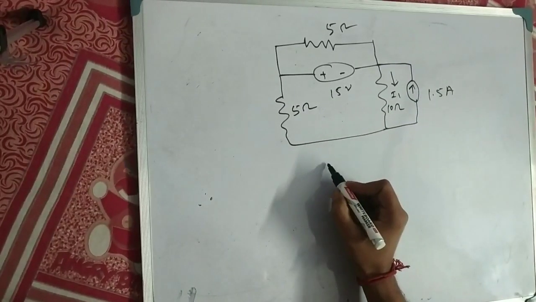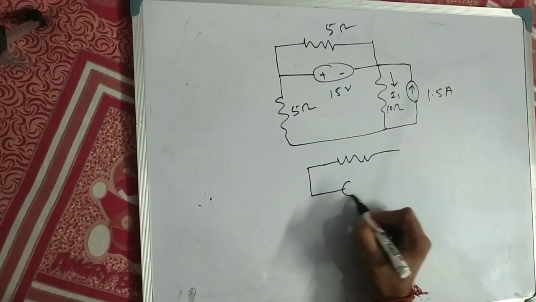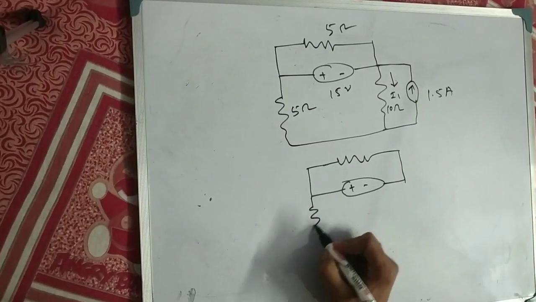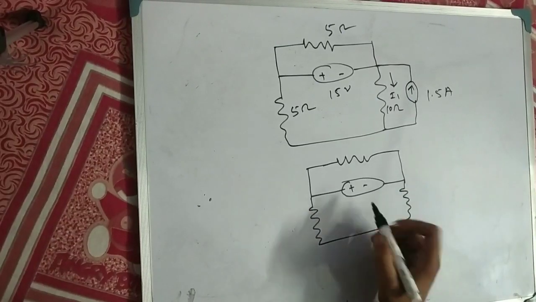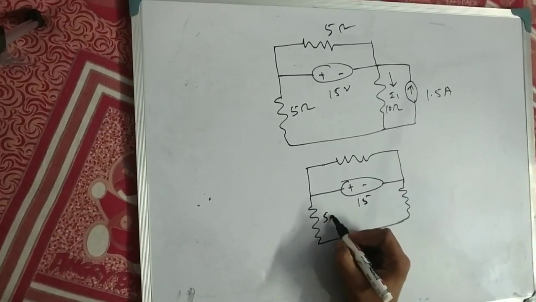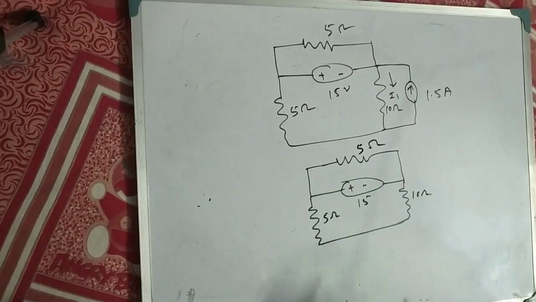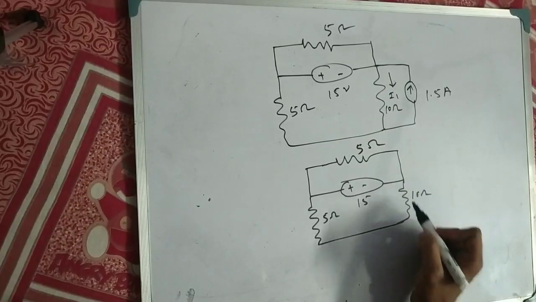So we can write the circuit now: 5 ohm, 15 volt, and this is the circuit. Now the current source is open: 15 volt, 5 ohm, 10 ohm, 5 ohm. Now we can see for the 15 volt voltage source, what will be the current through the 10 ohm?